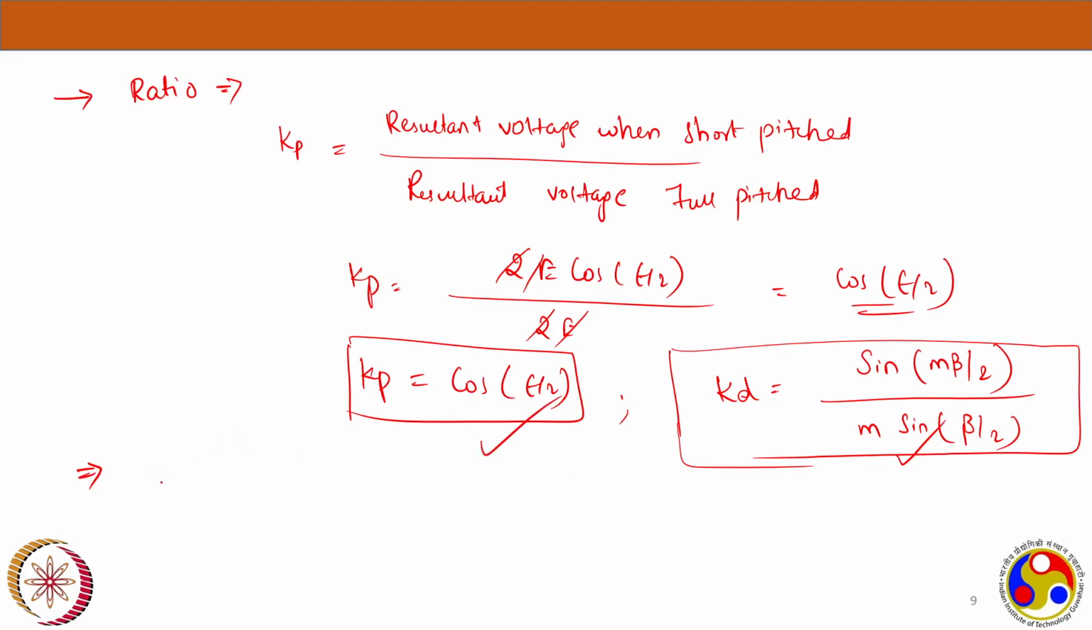So that factor is what we call the winding factor.